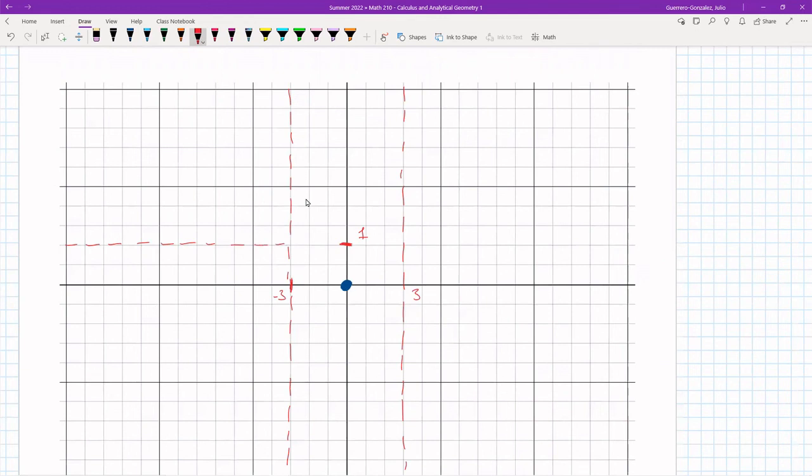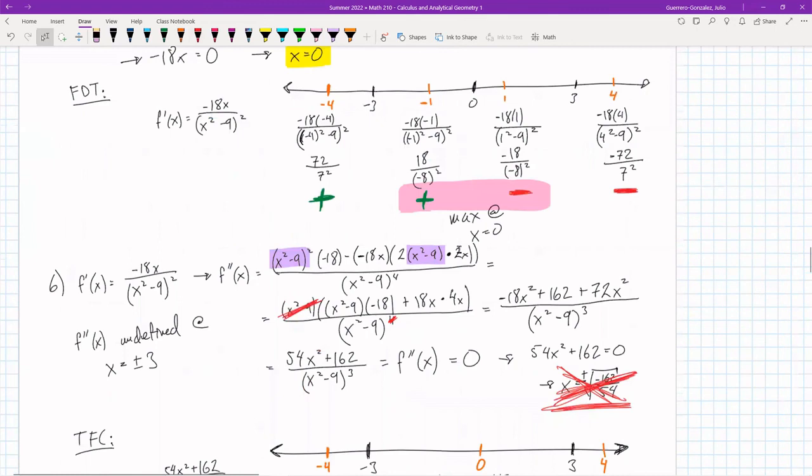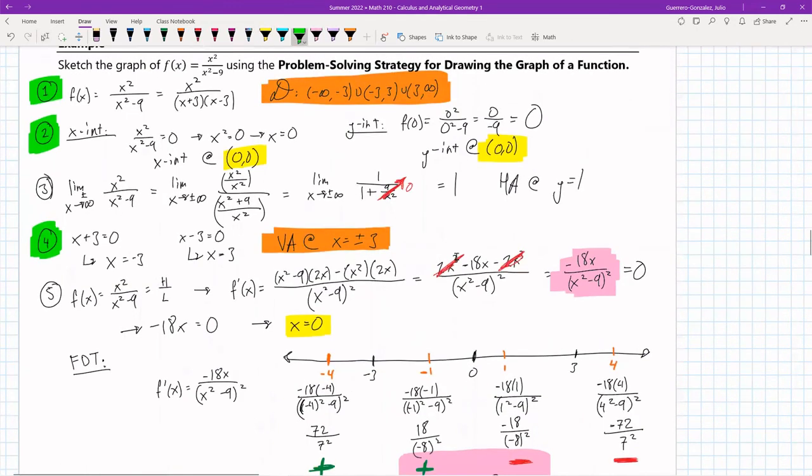Whenever you do your work, whenever you do your graphs, you're entitled to make whatever decisions on the graph that you want. Just make sure they're consistent. That's it. Okay. So I have my vertical and horizontal asymptotes done.